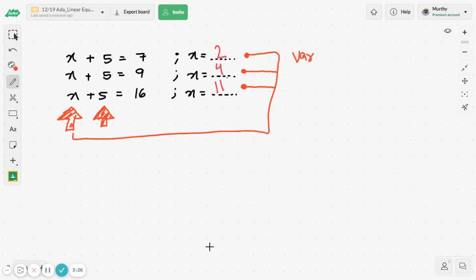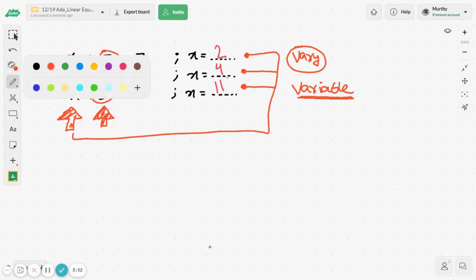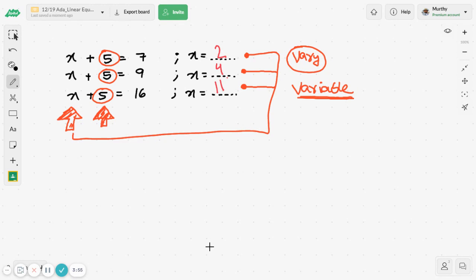In English, vary means different or change. I hope you know that. So from this term, we get variable. Variable means the value changes. And when I take the value of 5, it stays the same every time. Even if you go to the moon, what's the value of 5? It stays the same. That's the reason we call this a constant.